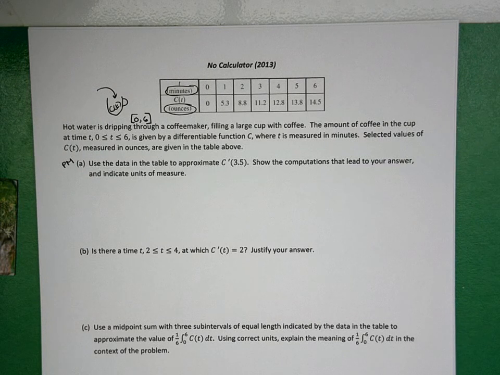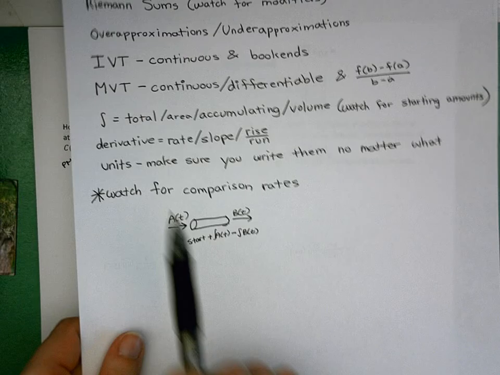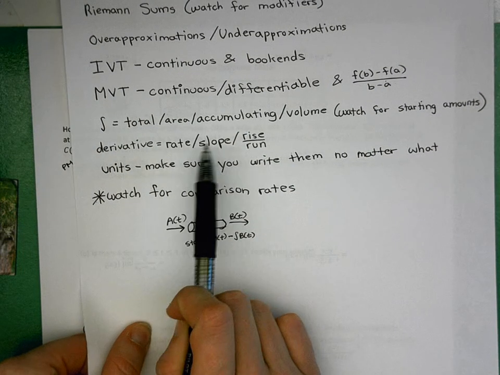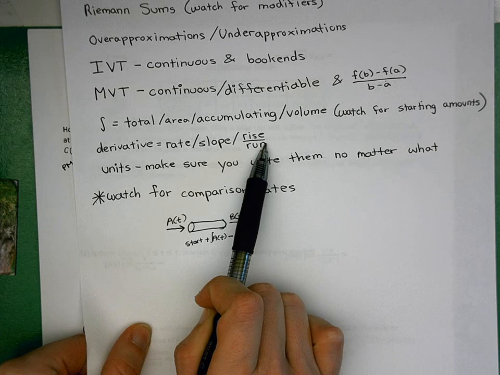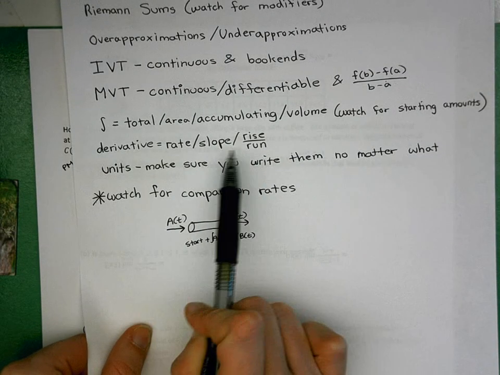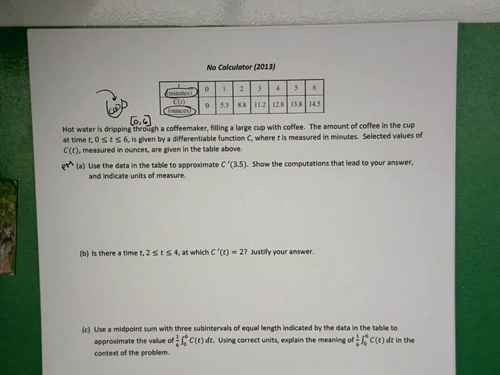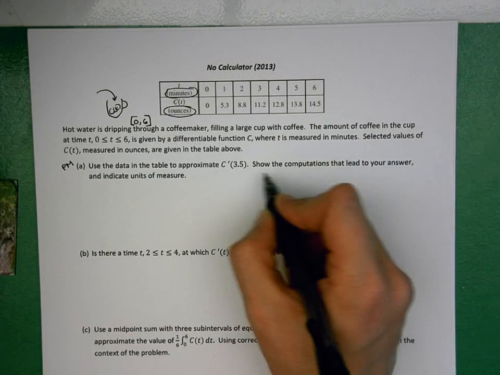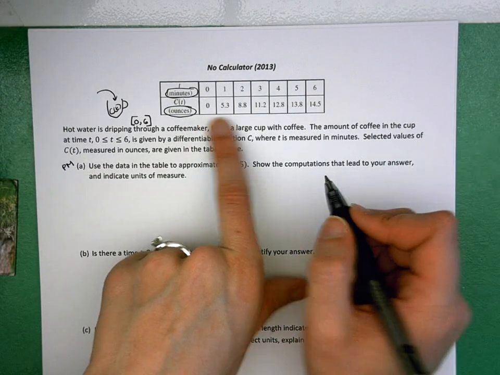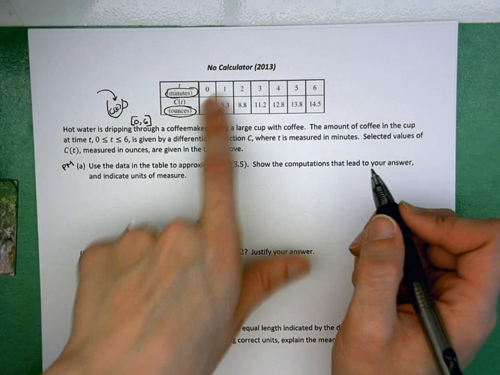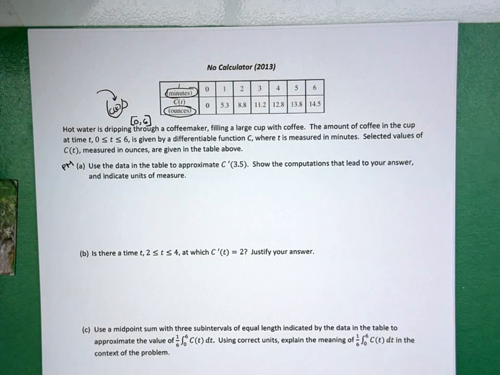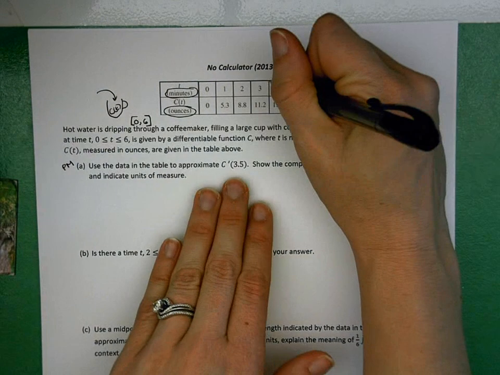To approximate a derivative, right, C prime of 3.5, remember a derivative is a rate or a slope or a rise over run, something like that. Okay, to approximate a derivative, we would be looking at some type of slope. And so I remember when we did this one in class, some people plotted their points so that they could do a rise over run. 3.5, by the way, would be right in here, so that's where I'm approximating my slope at.